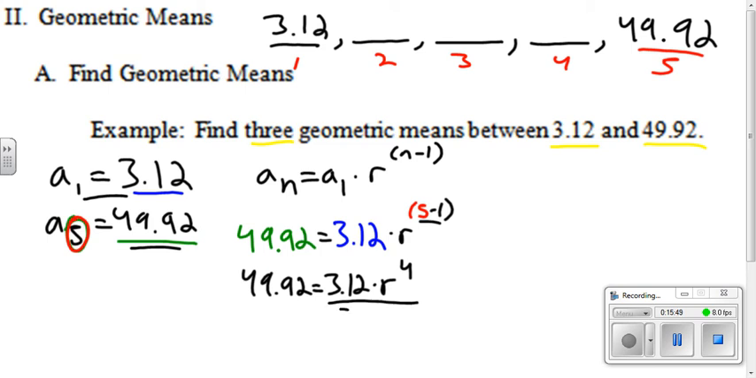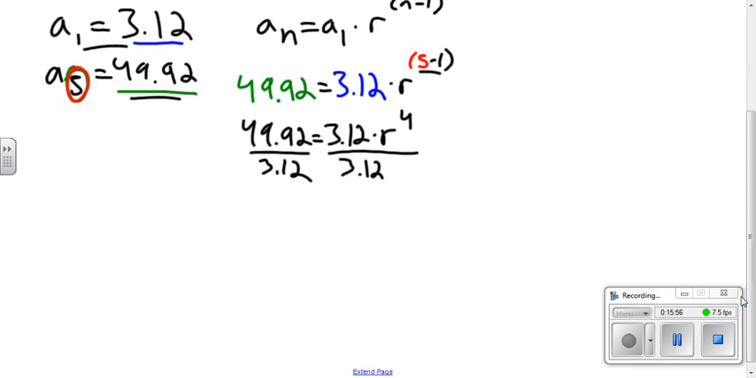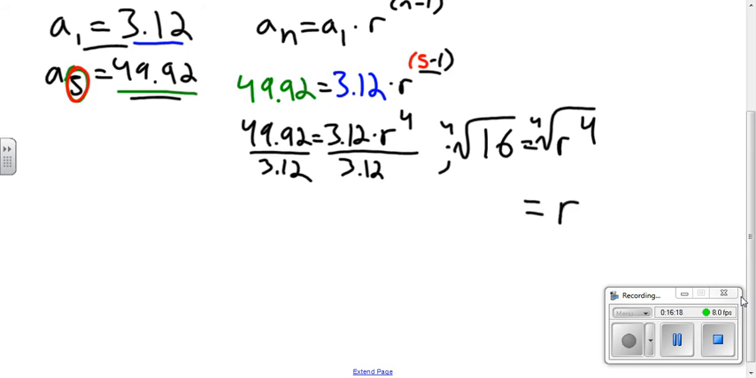Now we can divide both sides by that 3.12. Give us a little more space to work here. 49.92 divided by 3.12 actually comes out to 16, nice and evenly. So we have 16 equals r to the 4th power. So here's where you'd have to use your calculator and take the 4th root of both sides. That would reduce it down. Now be careful with what you get here though. This side should come out to r, because anything to the 4th power then take the 4th root would just get us our r value.